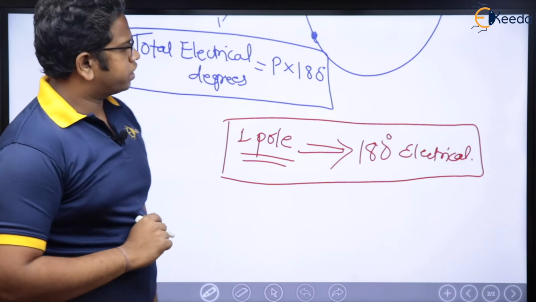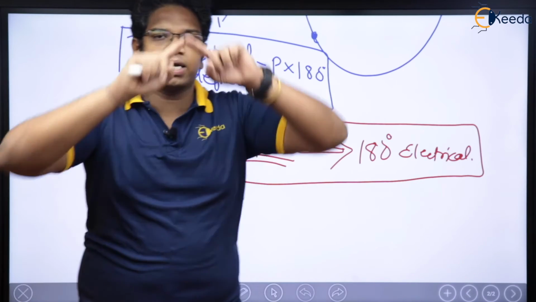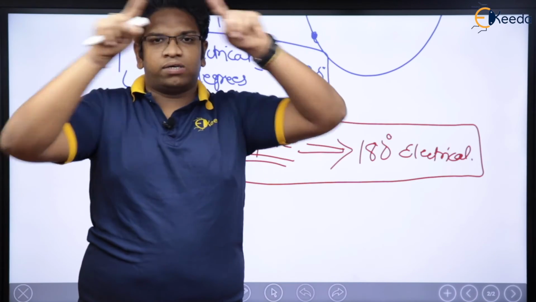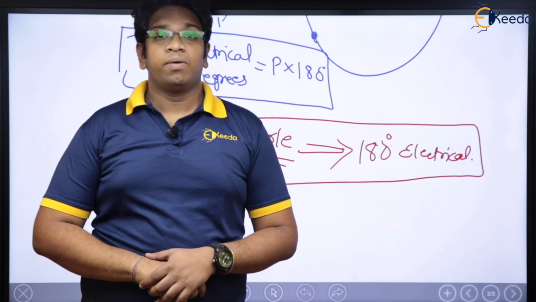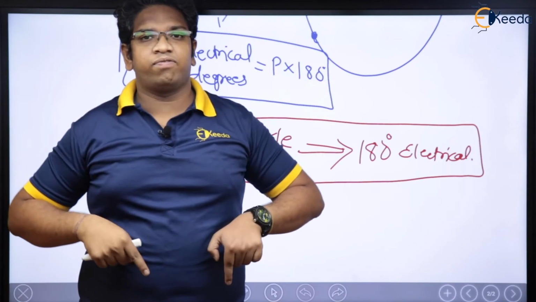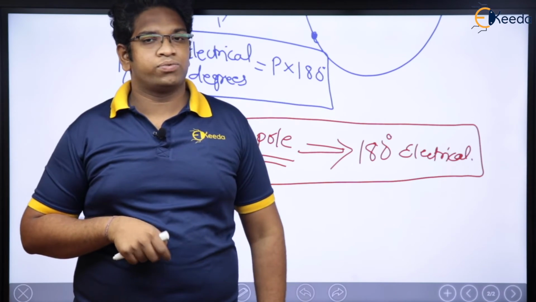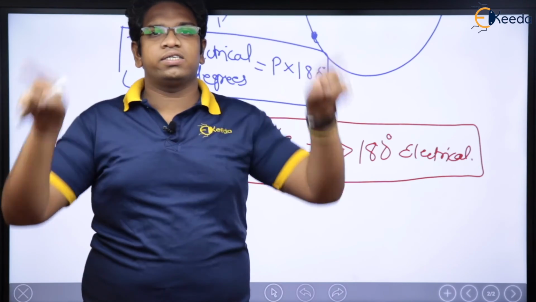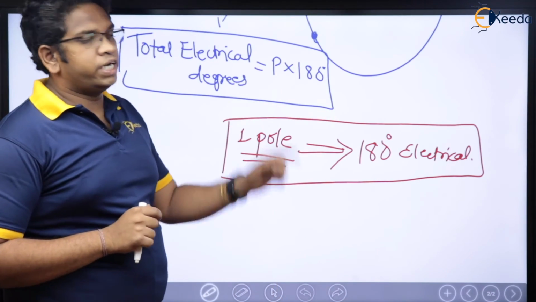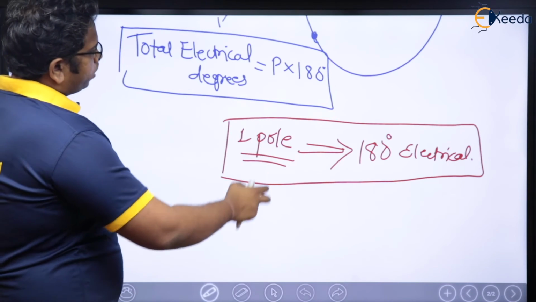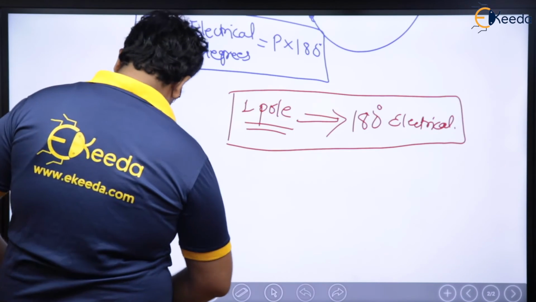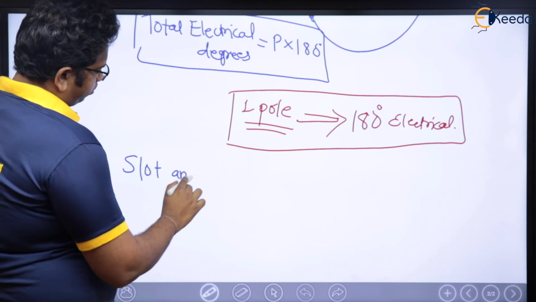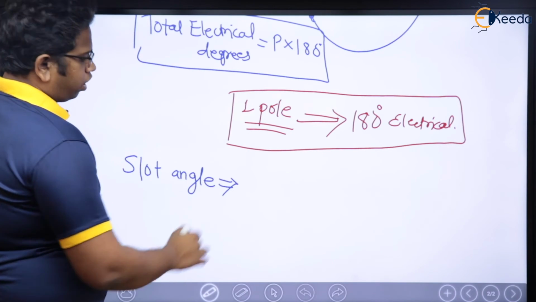Yes, now total electrical degrees is going to be P into 180, because here total mechanical degrees for the circle is 360 degrees. But now for total electrical degrees, why? Because EMF is electrical, so I have to think about electrical degrees only. So total electrical degrees is going to be P into 180 degrees. Now if total electrical degrees is P into 180 degrees, then how much is the slot angle?